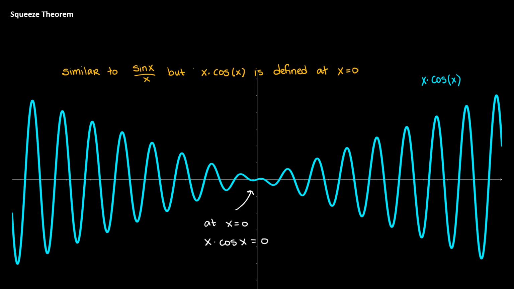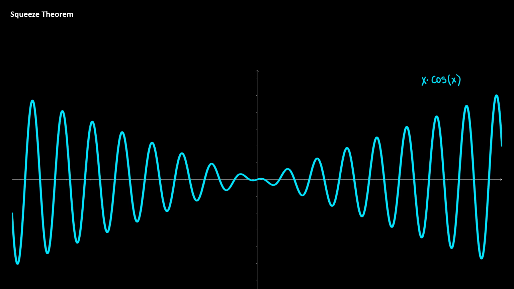And since I know the function value at x equals 0 and I can see the graph, I know that the limit will be equal to the function's value at that point. So we know that the limit exists and that it's equal to 0 for this function. Let's demonstrate how the squeeze theorem can help us arrive at that exact same conclusion.